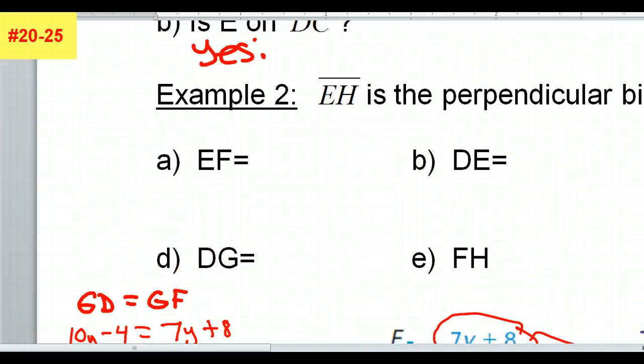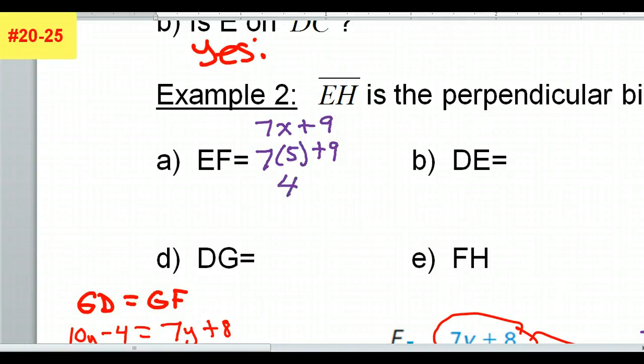Are we just going to plug in x? Yes, ma'am. So EF is 7x plus 9. But now we know what x is. What was x again, you guys? 5. x was 5. So that makes 7 times 5 plus 9. So that's 35 plus 9. That's 44. So EF is 44. Okay, you just plug it in.